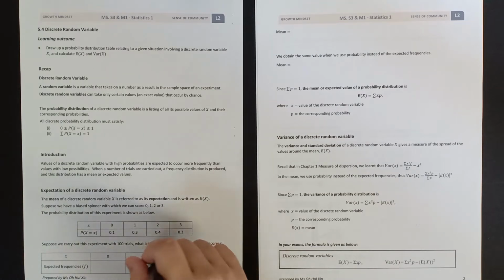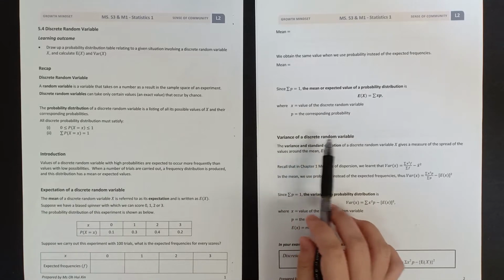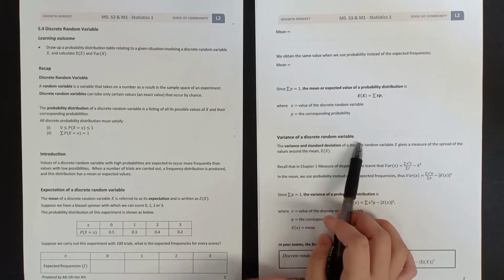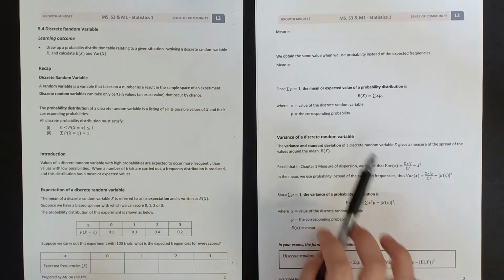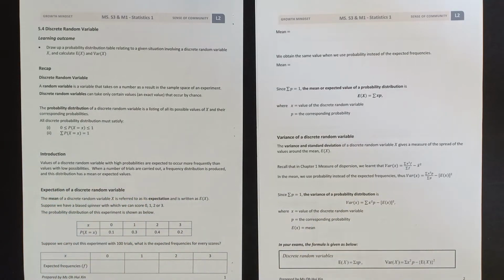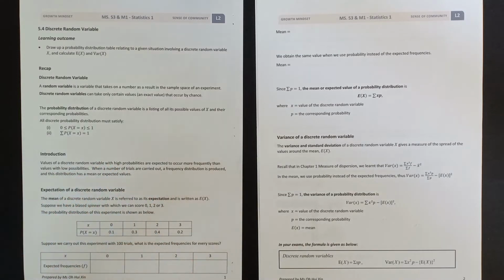For today we are going to see two things. The first one is called the expectation of a discrete random variable. The second one is called the variance of a discrete random variable. In short, it's just how to find the expectation and how to find the variance. The word expectation might be something new for you, but expectation basically means mean.